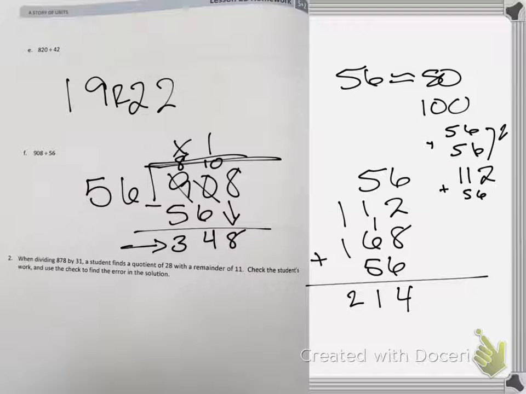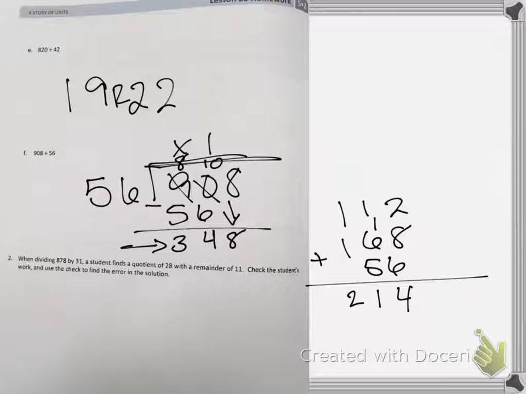So we already have 2 56s here. They'll short themselves by 2, and they'll say, oh, it was only 3 times, when in reality, it should have been 5 times.